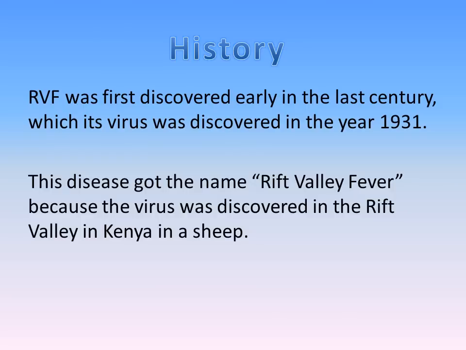This disease was first discovered earlier in the 1900s. However, its virus was discovered in the year 1931. Like many diseases, this disease got its name from the place that it was first found. So its name is Rift Valley fever because the virus was discovered in the Rift Valley in Kenya in a sheep. The connection could easily then be made that this is a disease that gets spread from livestock.